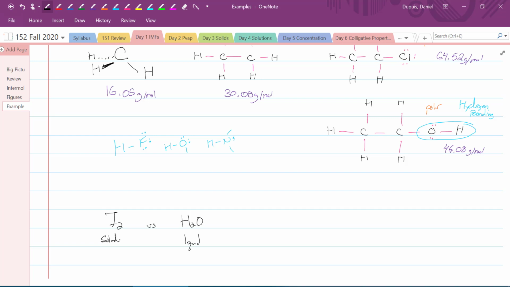Well, because I2, right? Iodine weighs 126.9. And there's 2 of them. So that's 253.8 grams per mole versus 18.02 grams per mole. Right? Okay. That's a big difference. It's a huge difference. How do you know it's a huge difference?